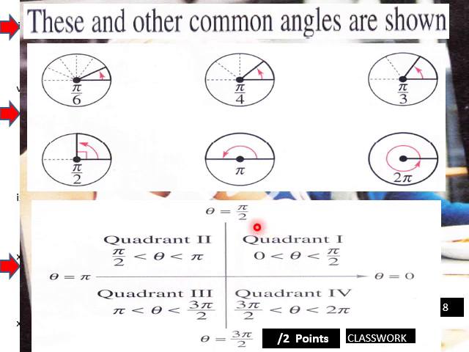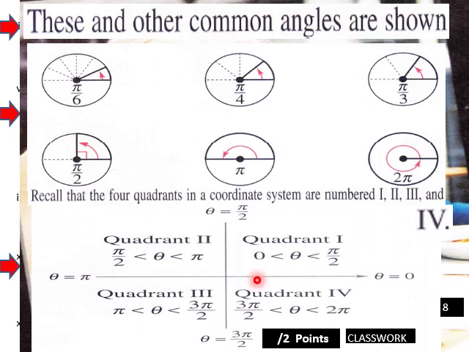And then we have quadrants 1, 2, 3, and 4, and whether an angle is less than pi over 2, greater than 0, etc. The second quadrant is this part here, the third quadrant is this part, and the fourth quadrant is this part here. Recall that the four quadrants in a coordinate system are numbered 1, 2, 3, and 4.